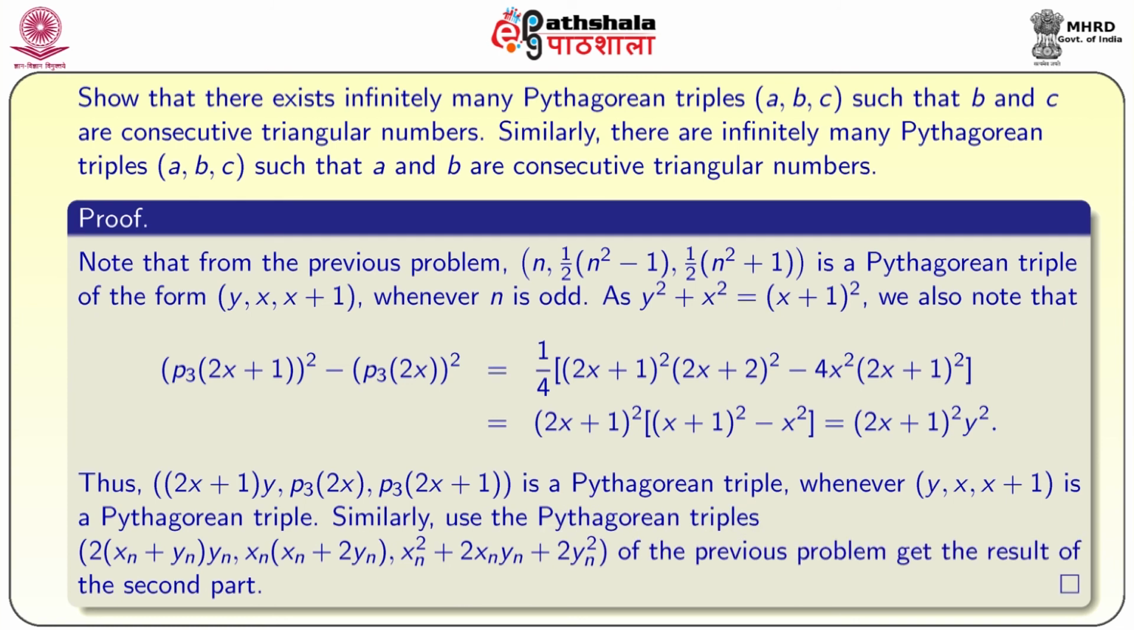Similarly, use the Pythagoras triples 2xn plus yn into yn comma xn into xn plus 2yn comma xn square plus 2xn yn plus 2yn square in the previous problem to get the result of the second part.